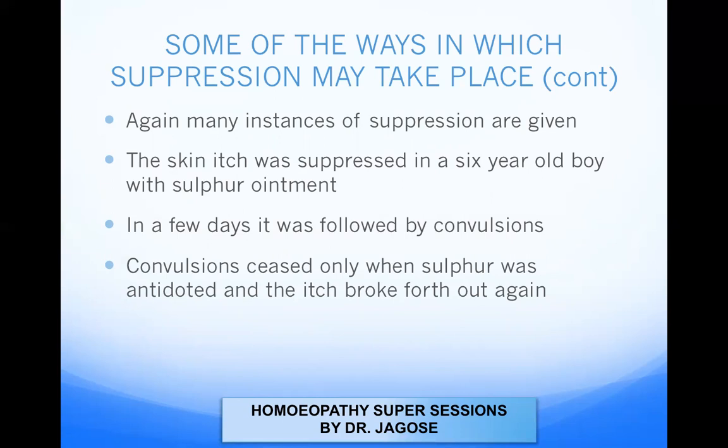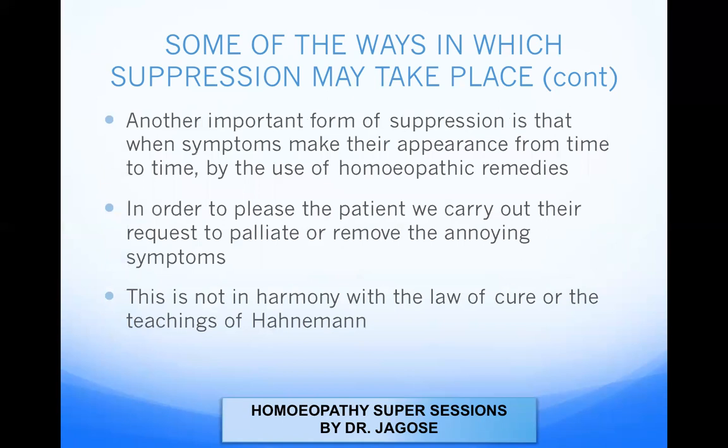So again, he has given an example of a 6-year-old boy with some skin eruptions. Sulfur ointment was applied, the eruption disappeared, and in a few days the child began to have convulsions. The convulsions ceased completely only when sulfur was antidoted and the eruptions broke out again. Another important form of suppression is when symptoms make their appearance from time to time by the use of homeopathic remedies.